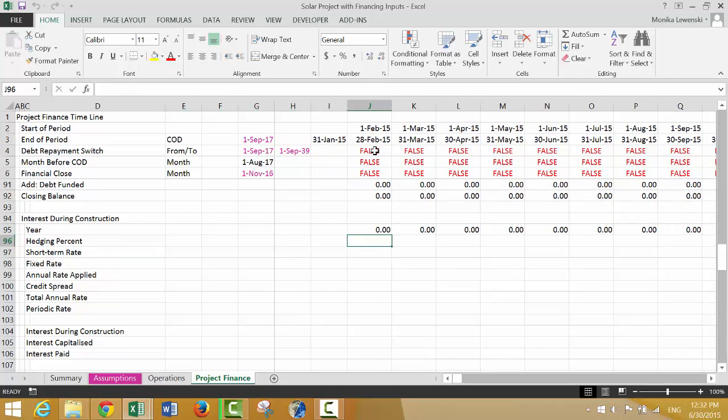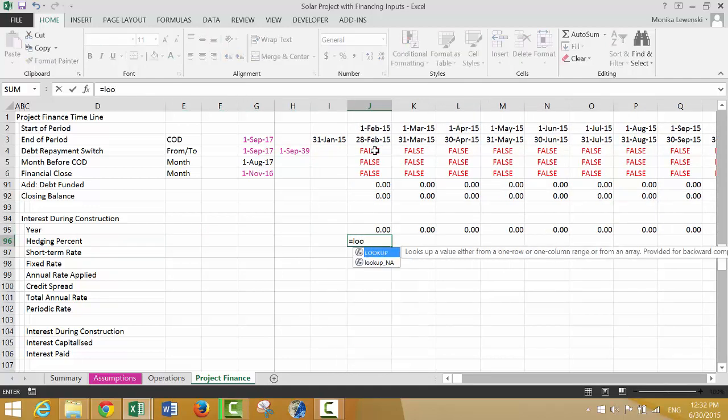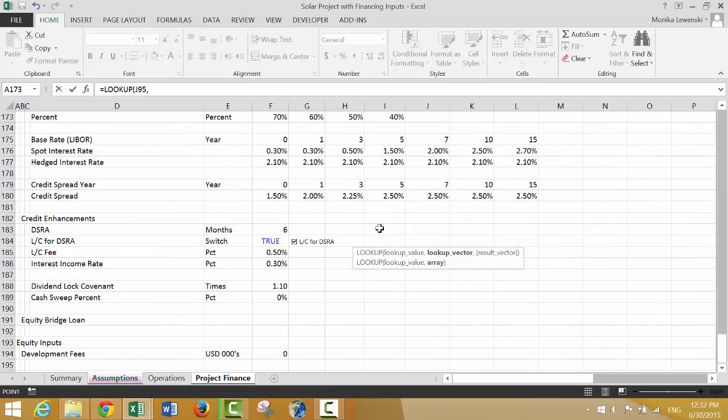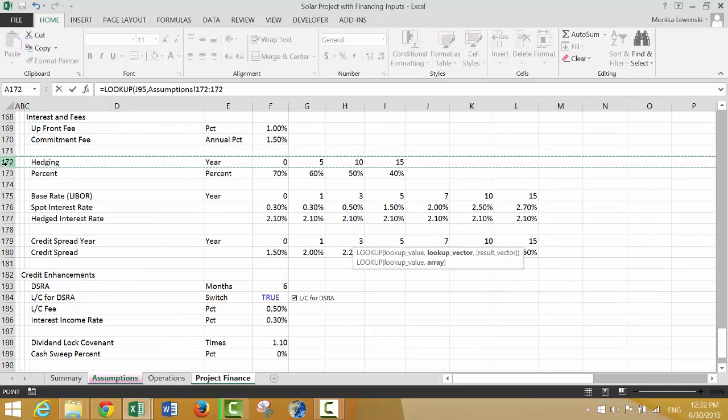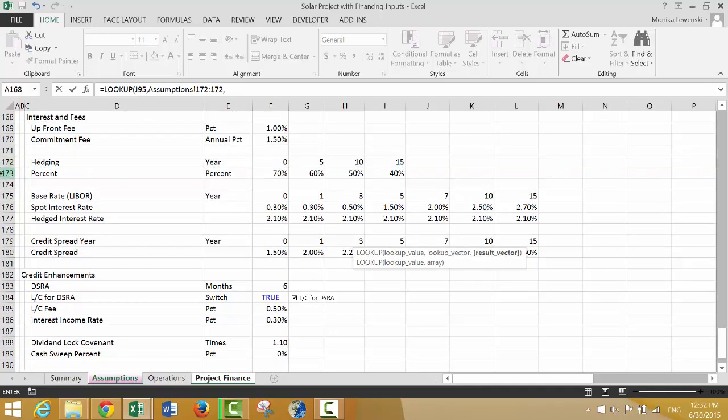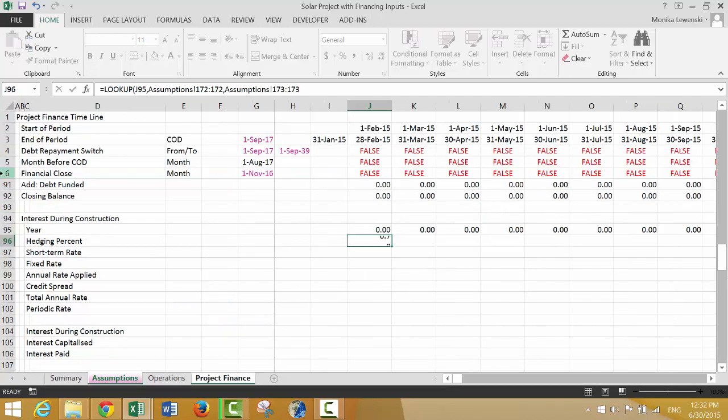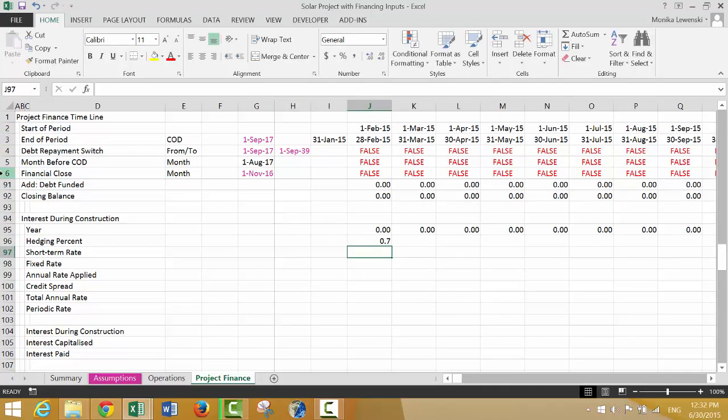Now we can start with our lookup functions. We'll always look up on the year, and then hopefully we can do it really fairly quickly because we set it up correctly. So we put the hedging percent and then the percent, and it was important to put that down. So the short-term rate is lookup again.